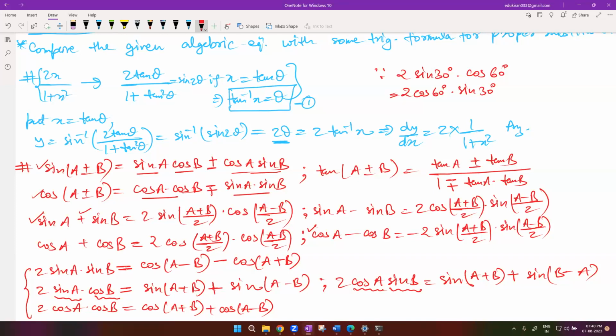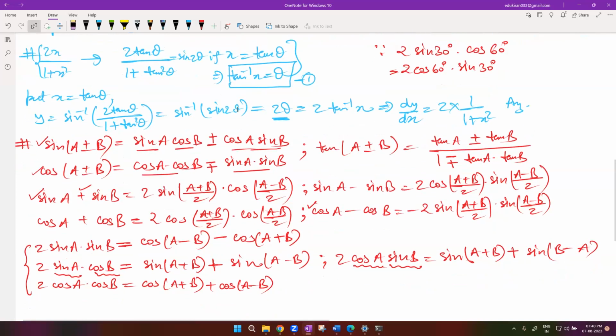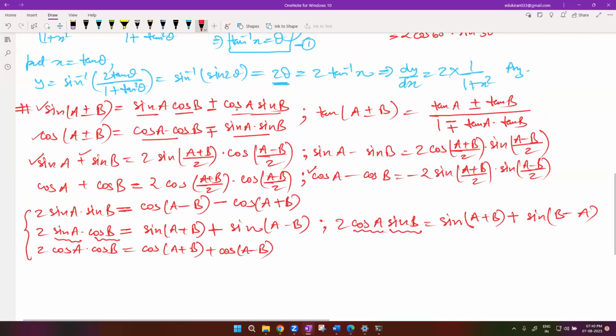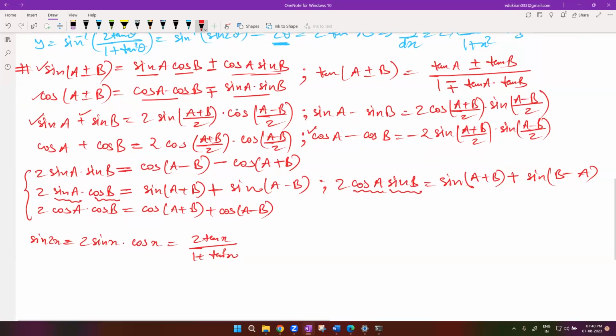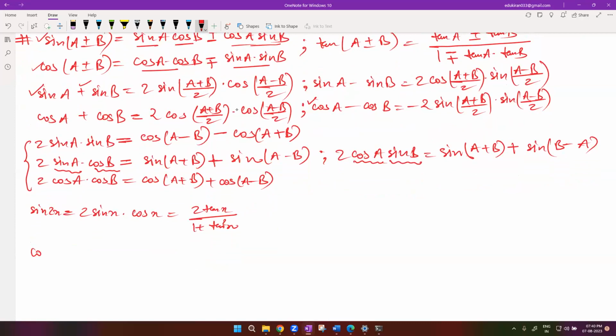After this, we'll be needing the double angle formula and the triple angle formula. Sine 2x is 2 sin x cos x, and it can also be written as 2 tan x divided by 1 plus tan square x. Then we have the formula for cos 2x.